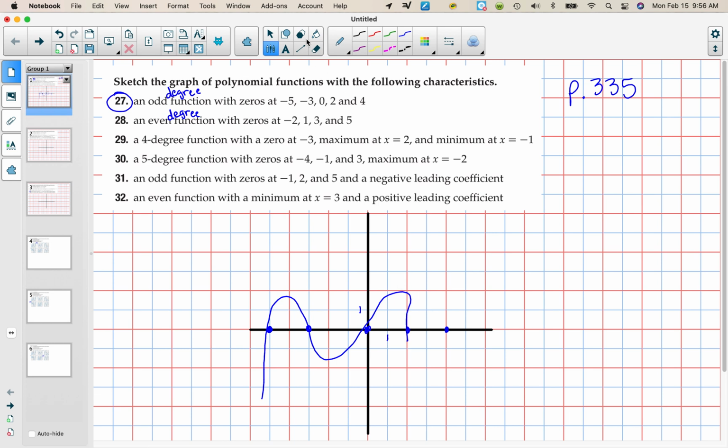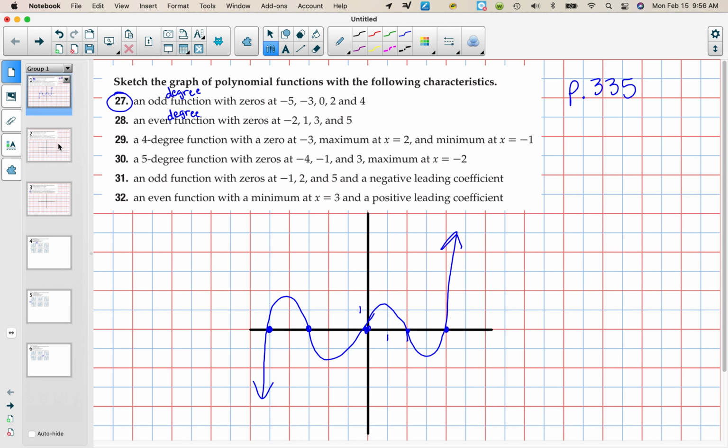That was very bad. That didn't look too polynomial-like. So that's a possible polynomial function. I mean, this would be smooth and kind of hard to do here, but that would satisfy this requirement. So notice the one that I drew was a 5th degree polynomial, because I had 5 zeros.